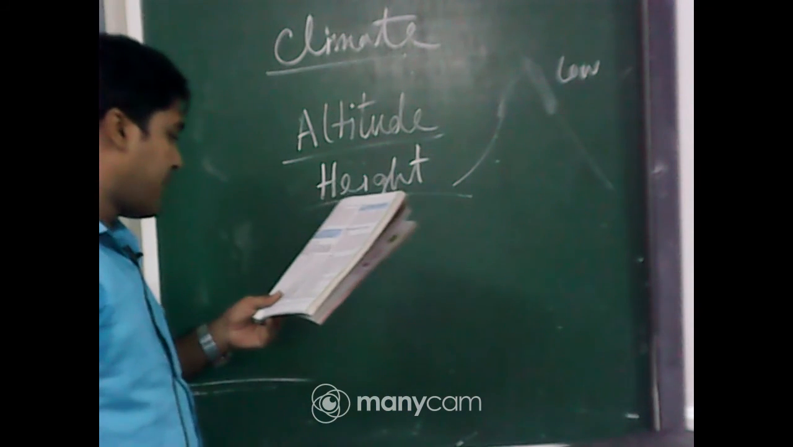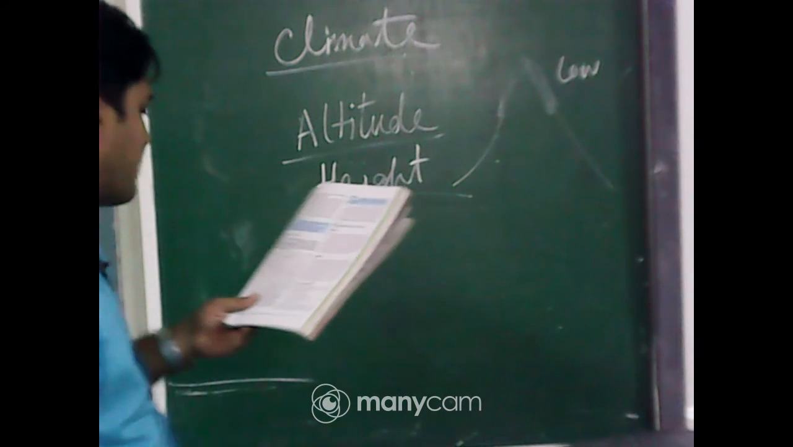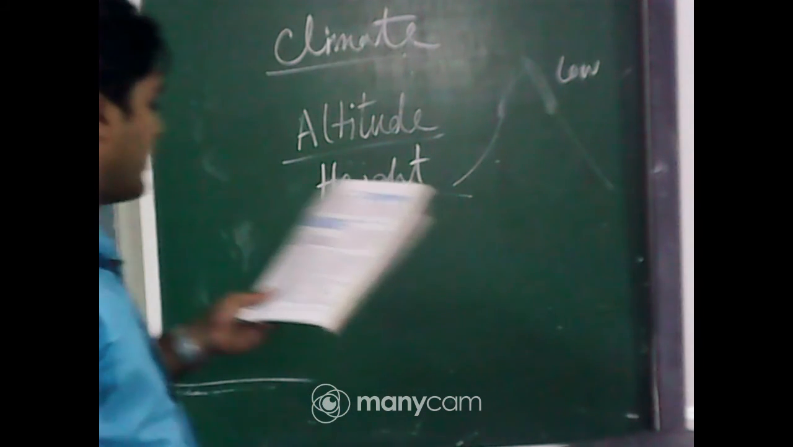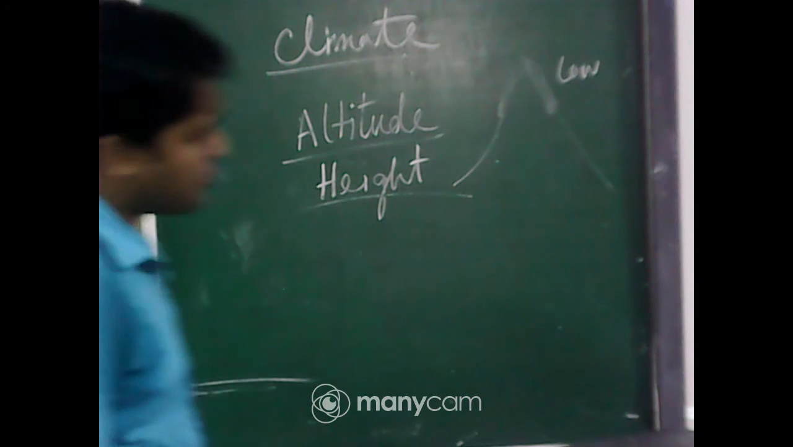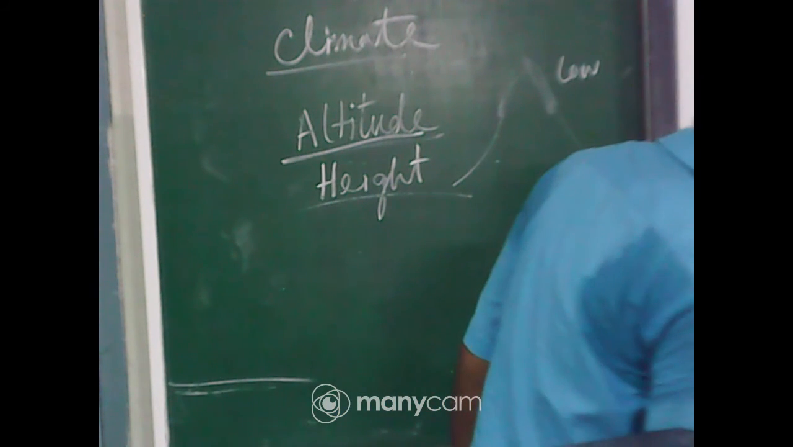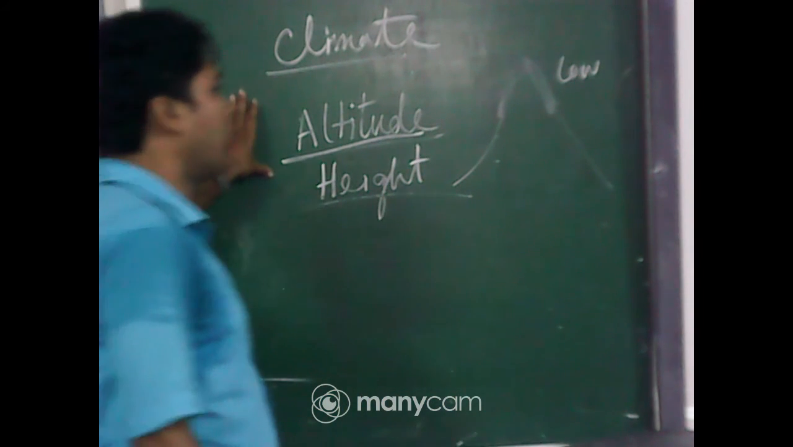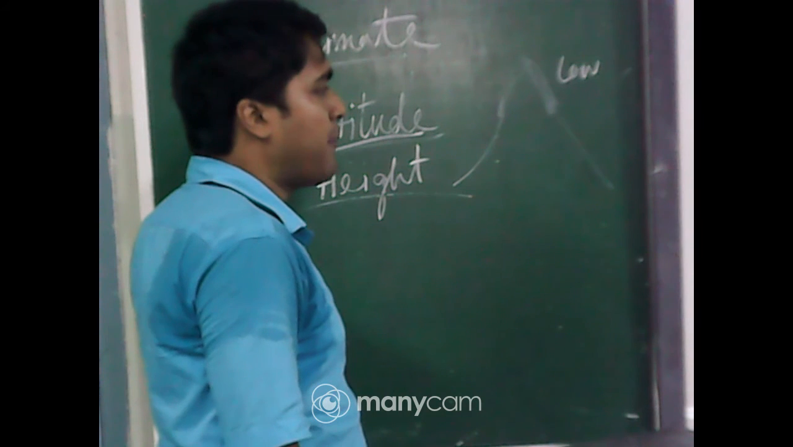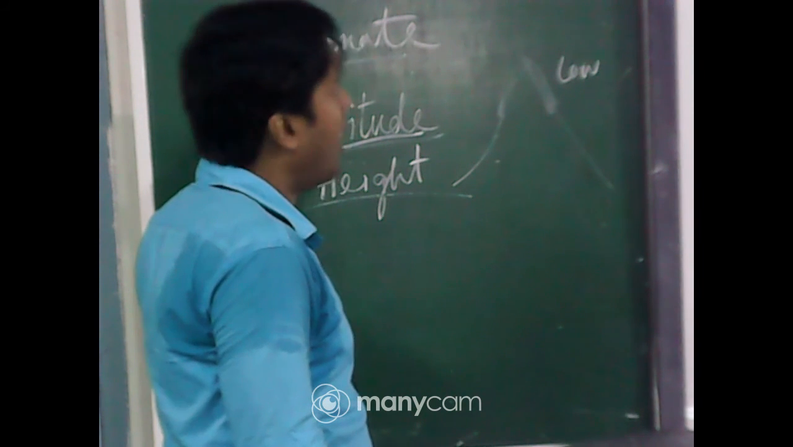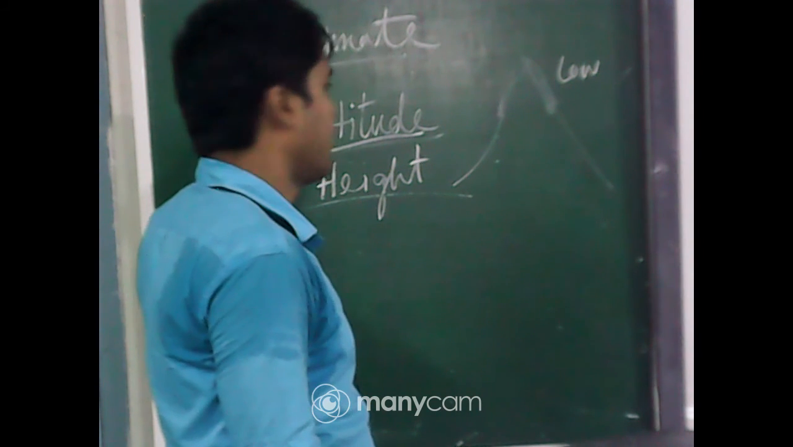As one goes from the surface of the earth to a higher altitude, the atmosphere becomes less dense and temperature decreases. The hills are therefore cooler during the summer. So this altitude you can understand easily. So this is the meaning of altitude: the height in a particular place. So altitude is also an important factor.